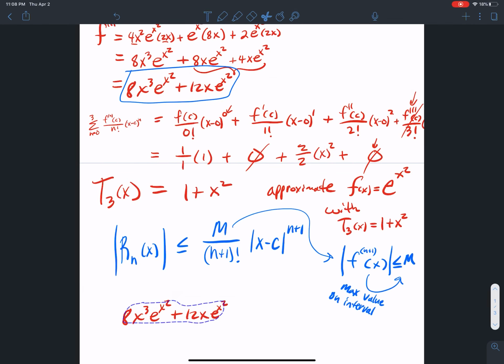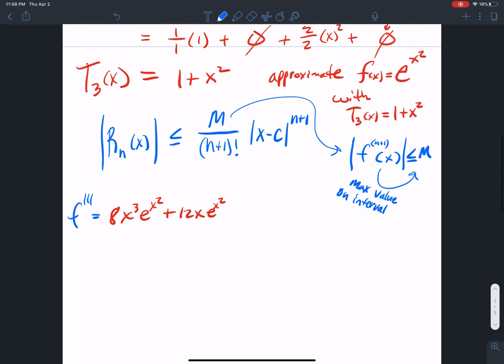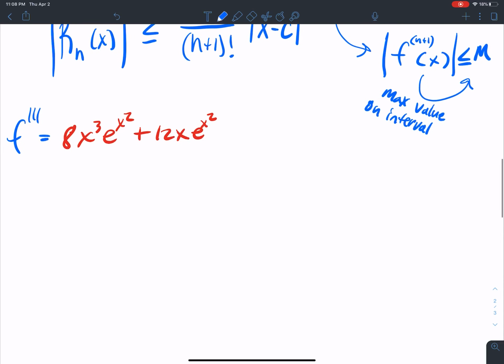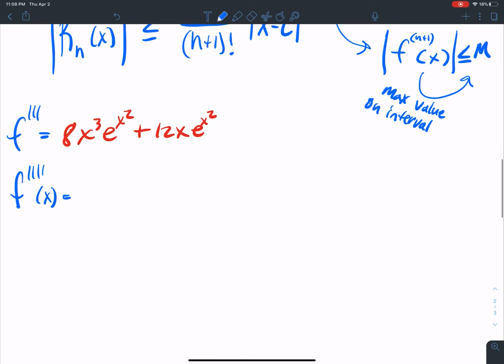Okay, so that's f triple prime. All right, so let's get the fourth derivative. So f fourth. Okay. Whew. I can either go through all this work or I can just give you the answer, right? I think I'm just going to give you the answer.